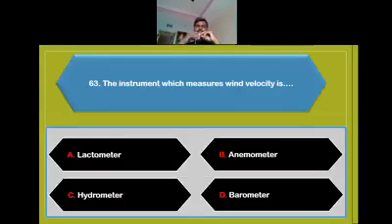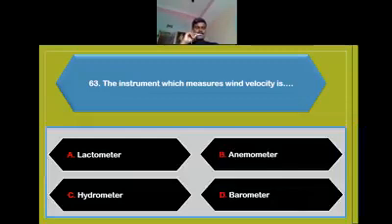So here it is wind velocity. Anemometer is a type of instrument that is used to measure wind velocity. Then what is hydrometer? Hydrometer is a type of instrument that is used to measure the density of liquid. Then the fourth option is barometer. Barometer is used to measure atmospheric pressure. So obviously B will be the answer, anemometer. Anemometer is the right answer. Next, we are moving to the next question.